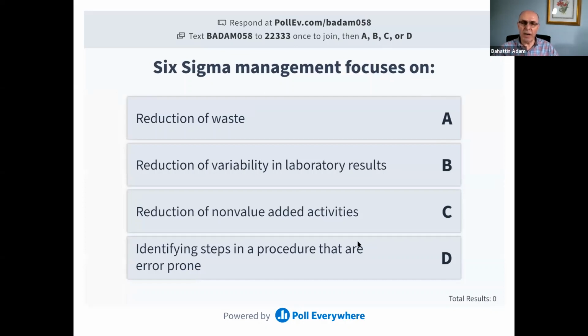Okay, now, Six Sigma management focuses on which of the following? There are two management systems that we implement in the clinical laboratory, Lean and Six Sigma. Each of them focuses on a different area. Okay, now you have to know what Six Sigma focuses on, among the following. Okay, go ahead.